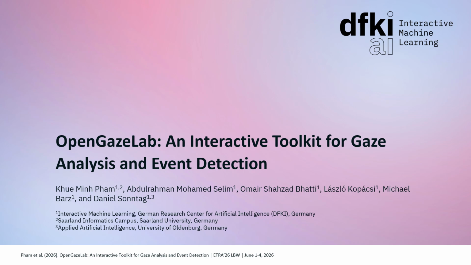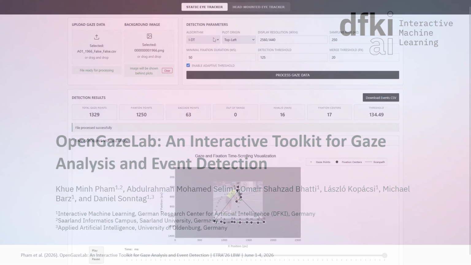Event detection is a prerequisite for many eye tracking analyses, yet existing solutions are often limited, requiring coding experience, relying on closed source vendor tools, focusing on narrow paradigms such as reading, or supporting only a single recording setup. Therefore, we present OpenGazeLab, an open source browser based toolkit that unifies event extraction, parameter configuration, and data inspection for both stationary and head mounted eye tracking.